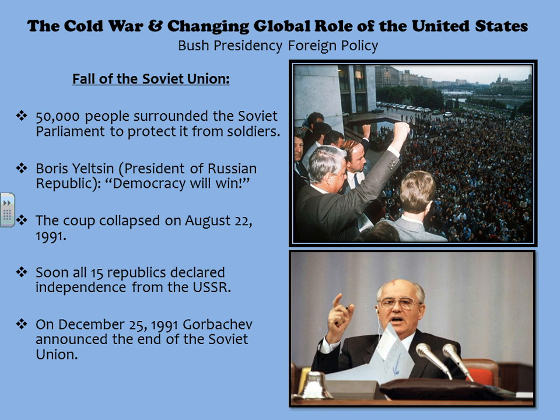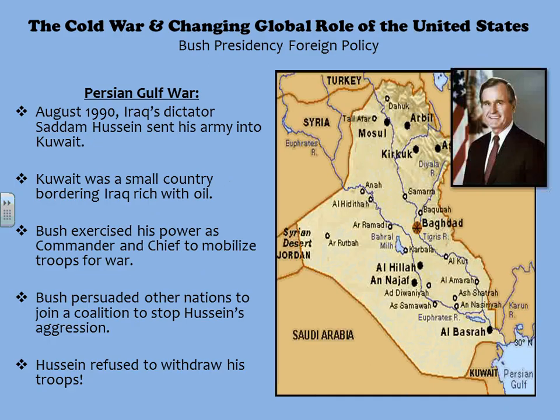The defeat of the coup brought a tidal wave of democracy. Soon, all 15 republics had declared their independence, including Ukraine, and Yeltsin outlawed the Communist Party in Russia. On December 25th, 1991, Gorbachev announced the end of the Soviet Union.